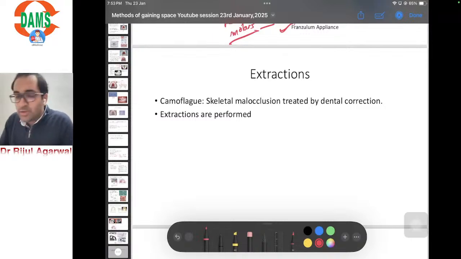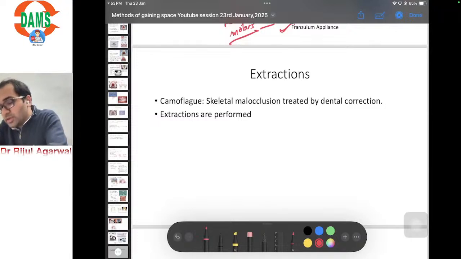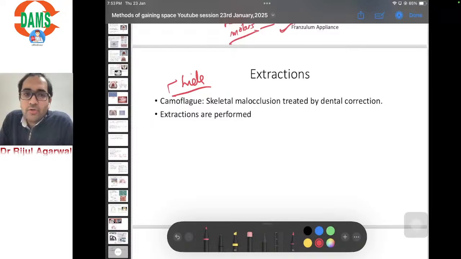Sorry for the interruption. So as I was saying, next we move towards the extractions. So moving towards the extraction pattern, first of all the camouflage extraction pattern. So what is camouflage? Camouflage means to hide, so as to hide certain things. So what do we need to hide?